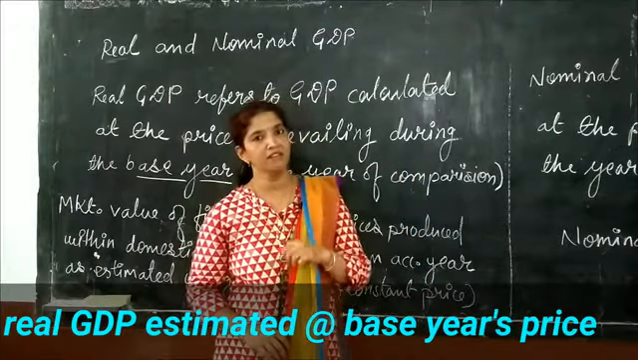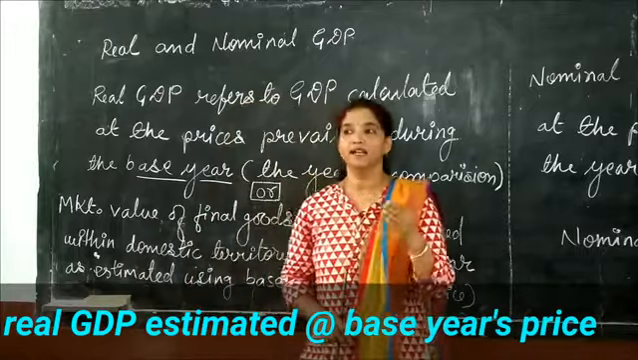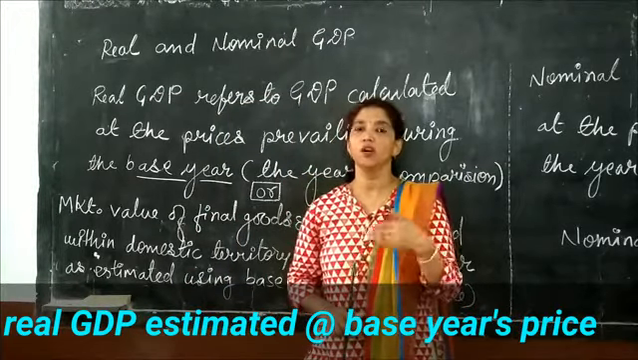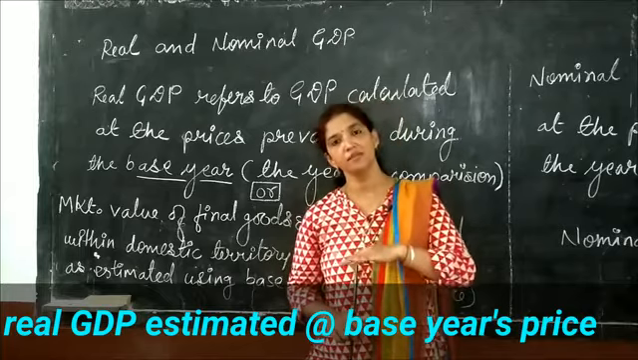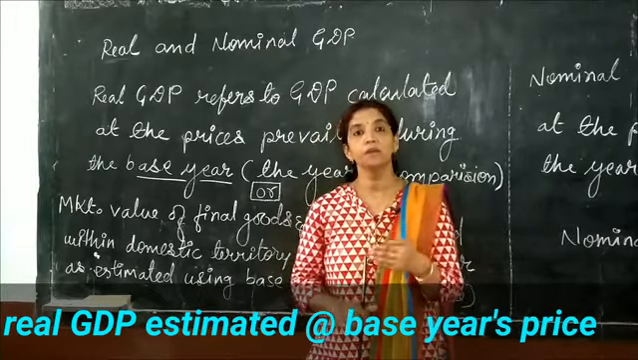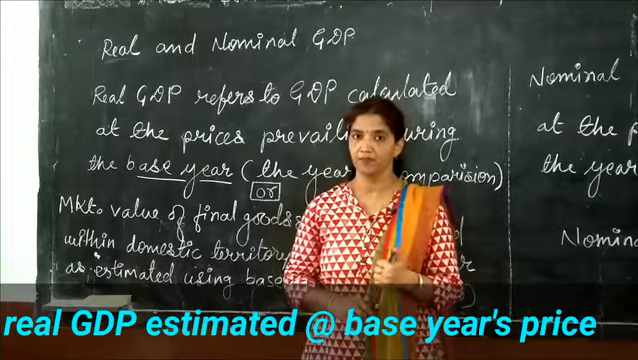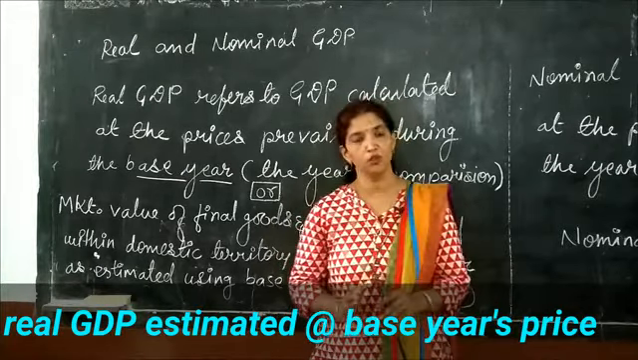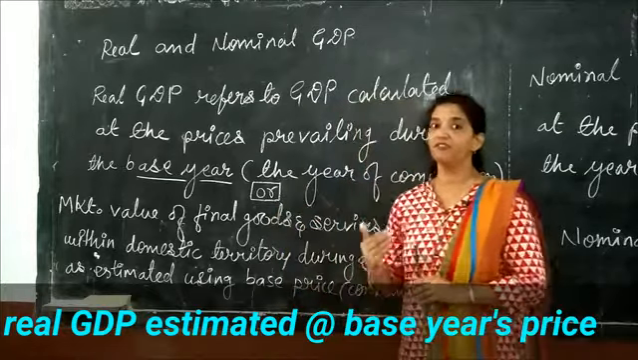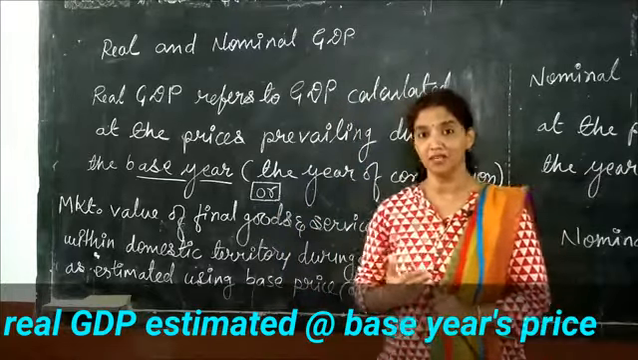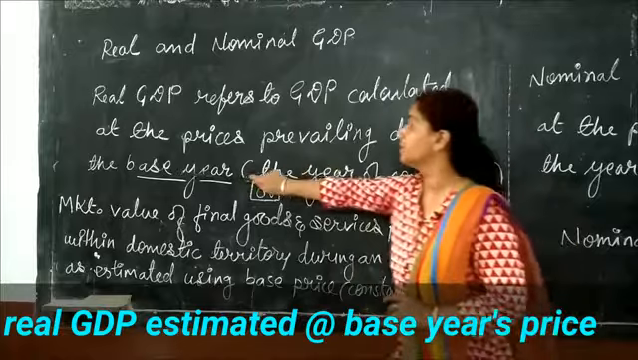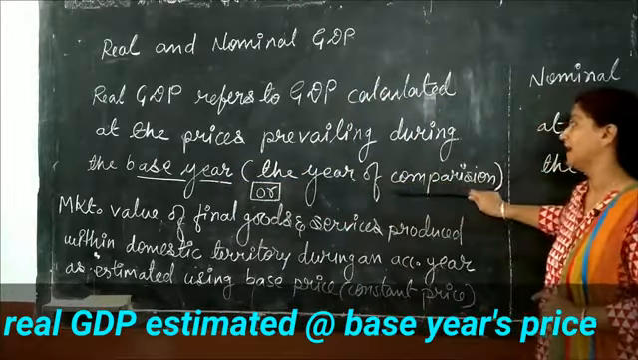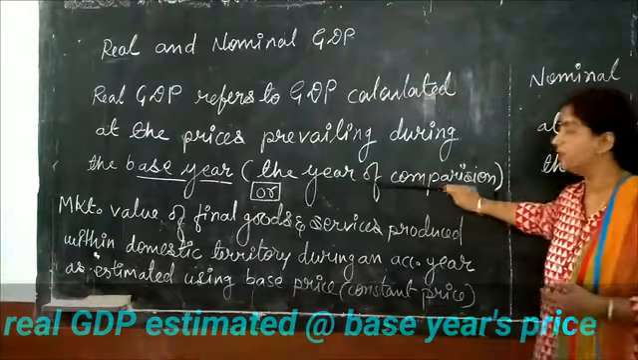In the index number, we came to know that index number can be estimated on the basis of base year price or constant price, or index number can be estimated on current year's price. So just like that, national income estimation is also on different bases. If the national income is estimated on the basis of base year's price, the base year is the year of comparison.